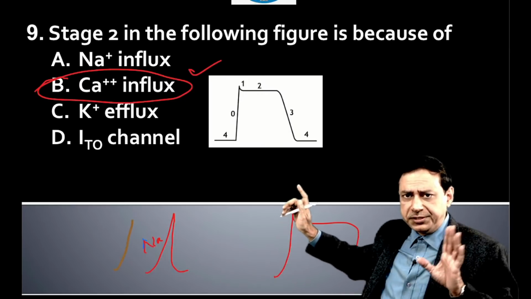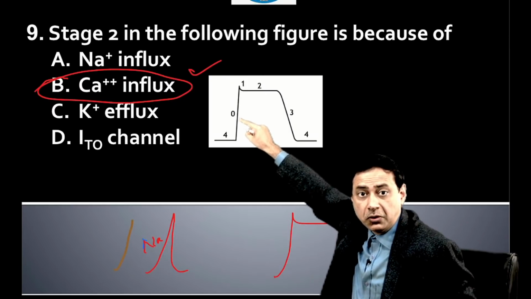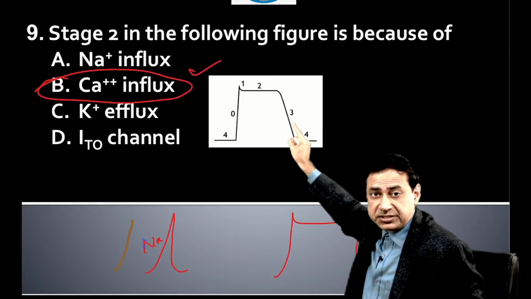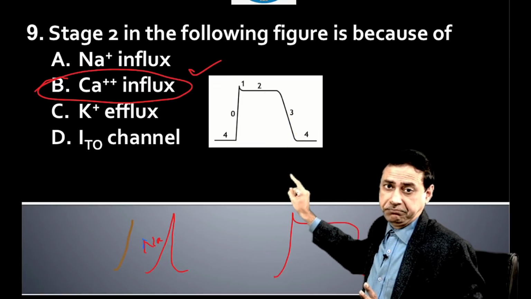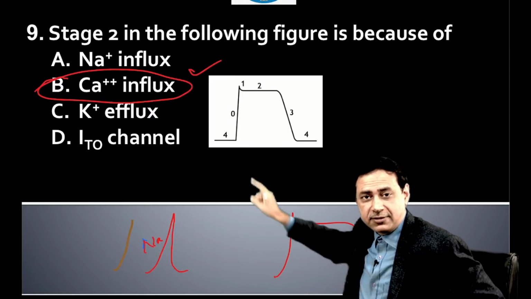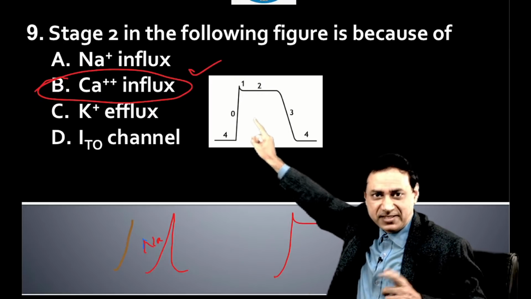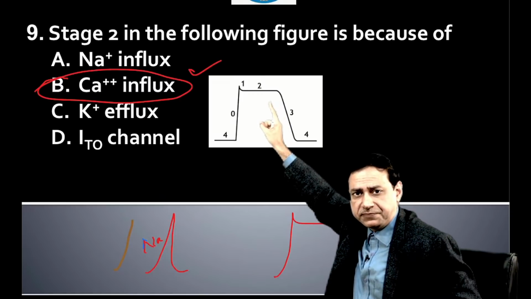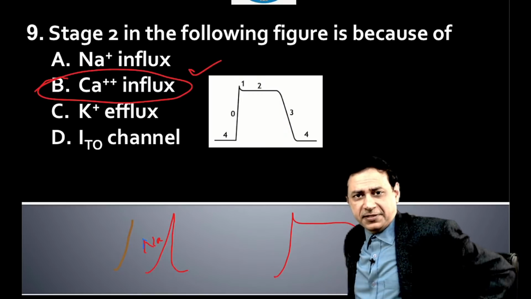Staging also you see it. This is stage 0. This is 1. This is 2. This is 3. This is 4. Okay, standard nomenclature. Stage 0 is because of sodium. Stage 3 is because of potassium. Stage 2 is because of calcium.